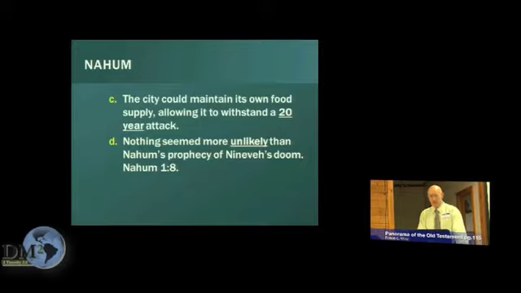Nothing seemed more unlikely than Nahum's prophecy of Nineveh's doom. Nahum 1:8, "But with an overflowing flood, he will make a complete end of its site and will pursue his enemies into darkness." And when it goes down, it's not discovered again until like the 1800s. Was it late 1800s? Matter of fact, that was one of the things. It amazes me how often that happens.